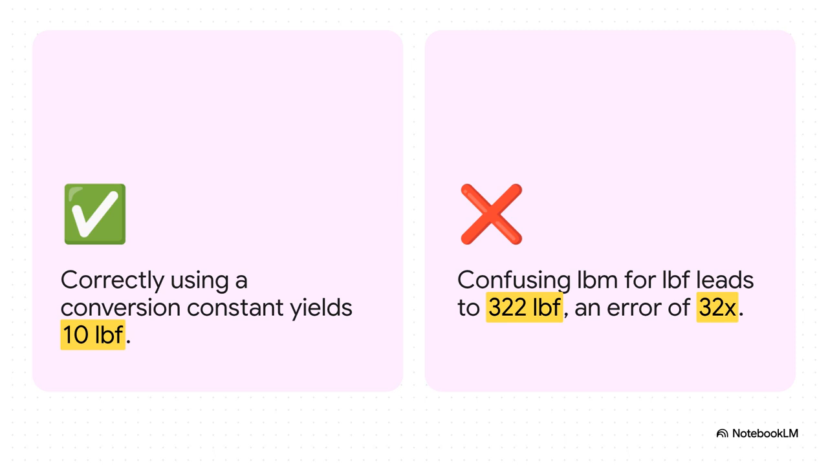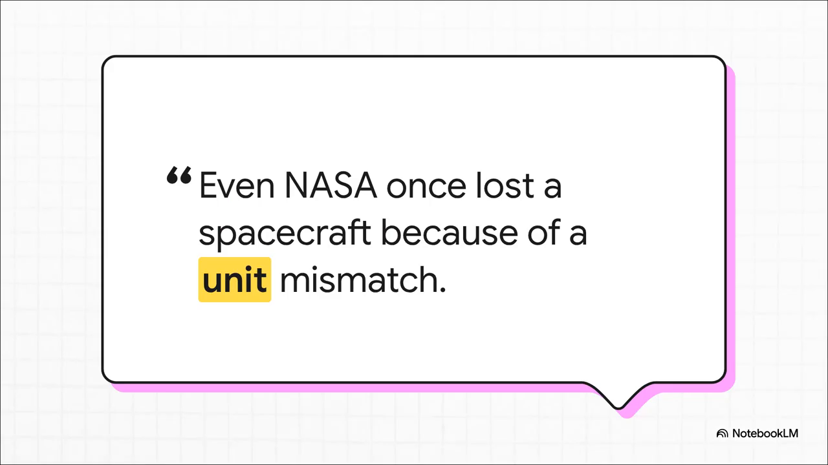As you can see, to do it right, you need this extra conversion constant to get the correct answer of 10 pounds of force. But if you make the super common mistake of just mixing them up, your result is off by a factor of more than 30. Just imagine an engineer making that mistake while designing a bridge. Yikes. And if you're sitting there thinking, well, that only happens in a classroom, think again. This is not just a homework problem. These mistakes happen at the absolute highest levels, and the consequences can be, well, astronomical.